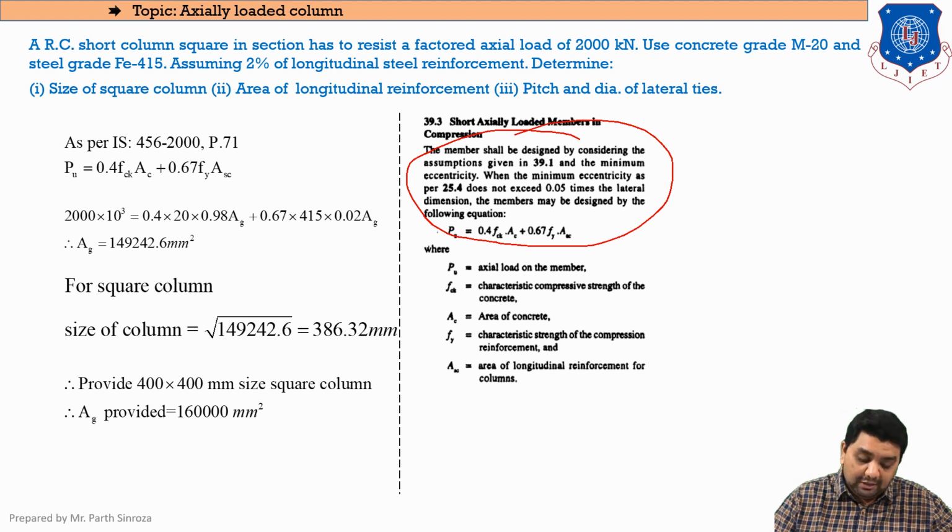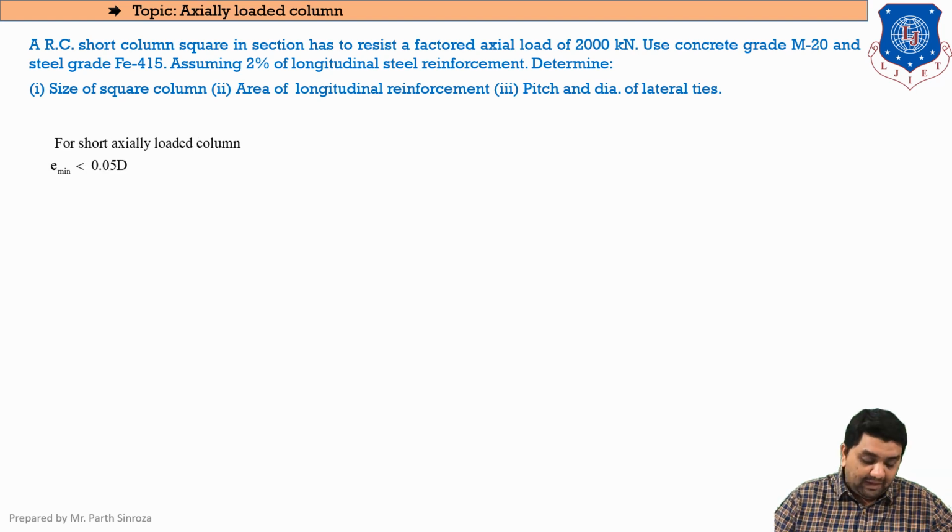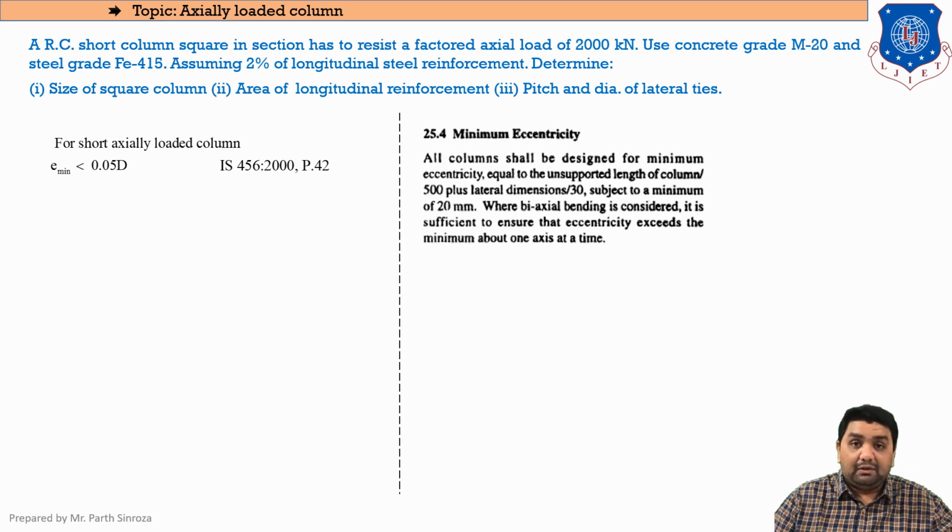and next we'll be checking whether this criteria is satisfied or not. Clear? So this criteria that we have discussed, that E minimum should not exceed, or should be less than, 0.05 times the lateral dimension. So for a short axially loaded column, E minimum should be less than 0.05 D. So here, as you can see from page number 42, the first thing that we need to find out is the value of E.